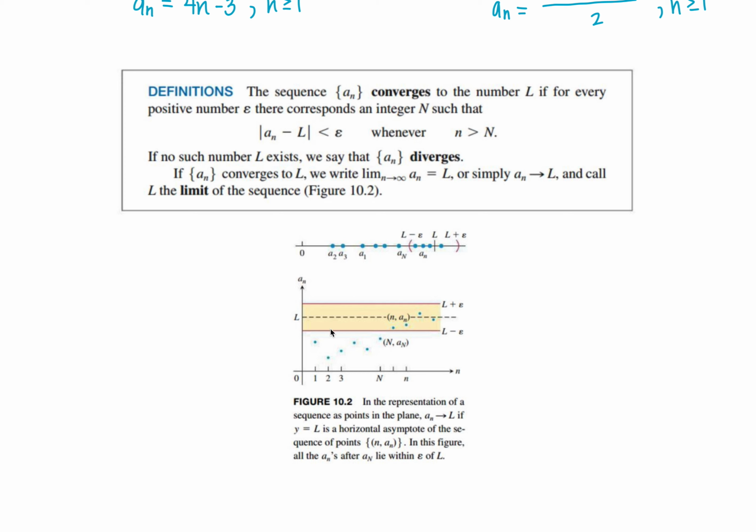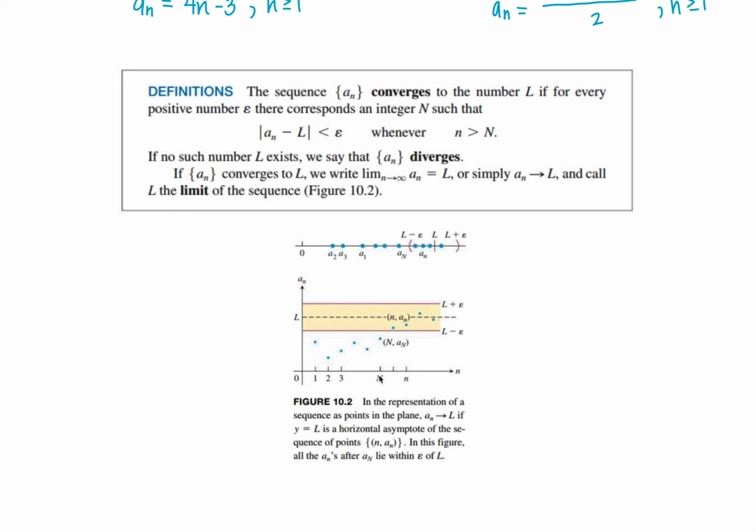So I've got a picture here that shows a representation of a limit in two ways. The one is with just a number line, that's on top here. So you can see we have different values of a sequence, and once we get out to a certain point, all those sequence values are going to be within epsilon of this limit L. That's one visual way to represent it.